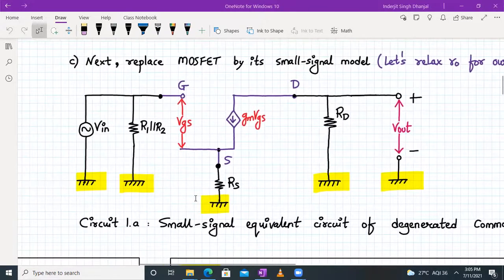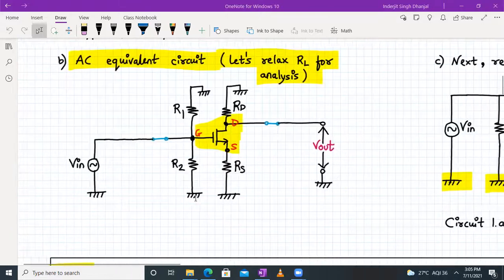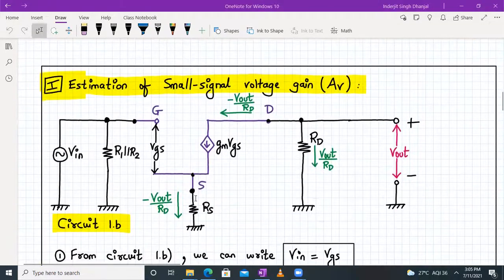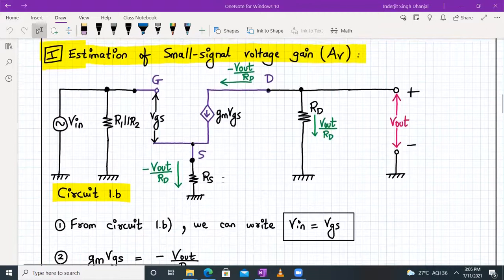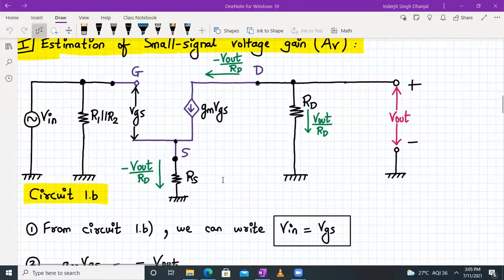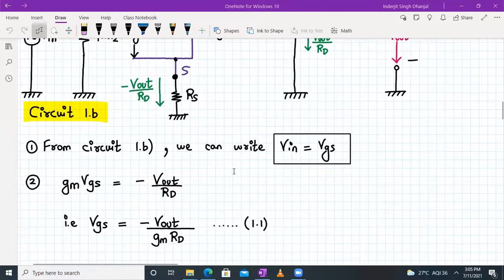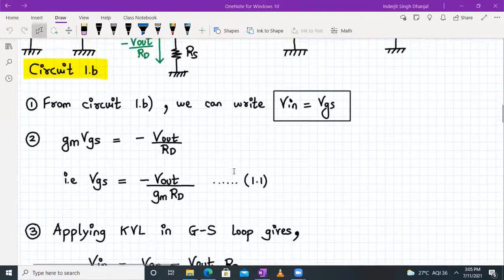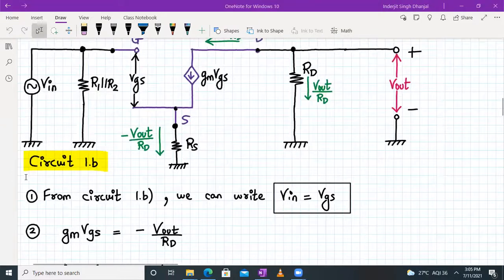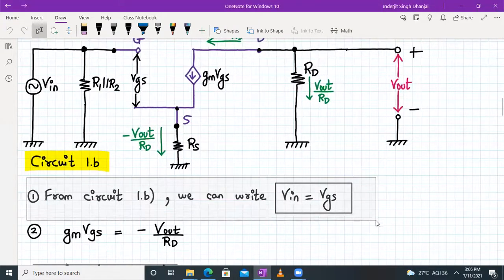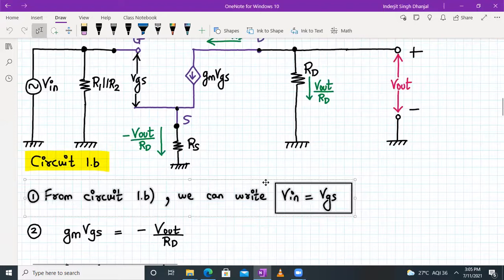Now let us look into how to estimate the small signal voltage gain. Here is my modified circuit, where we have added a few more pieces of information. From this circuit 1B, can we write Vin is equal to VGS? Actually, we cannot write this statement. This statement is wrong. We cannot write that Vin is equal to VGS.